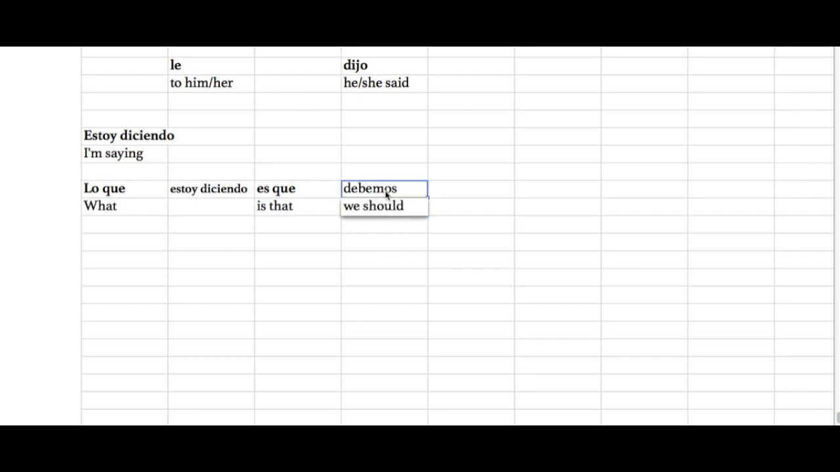Something new, but like a snowball, just assimilate it. Debemos means we should. So what I am saying is that we should go to the movies first and then to the park, whatever. Lo que estoy diciendo es que debemos ir al cine primero y entonces al parque, ¿no?